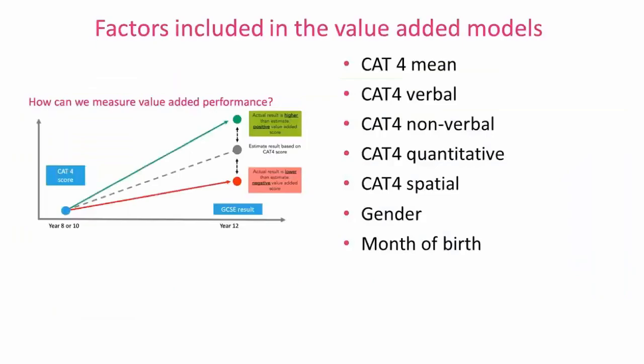Just for interest, these are the factors that we include in our value-added model. So when we're creating an estimate for each student, we're taking into account each of the individual batteries from the CAT4 test, as you can see there, as well as the overall mean score. And we also take into account gender and the month of birth. And those two final factors adjust the estimates as well as the CAT4 scores. So all of those factors are included to produce an estimate for each student.